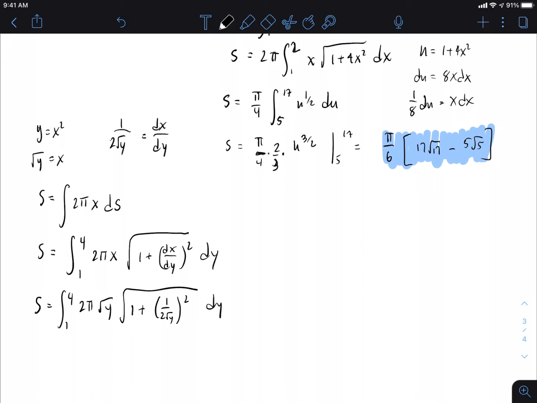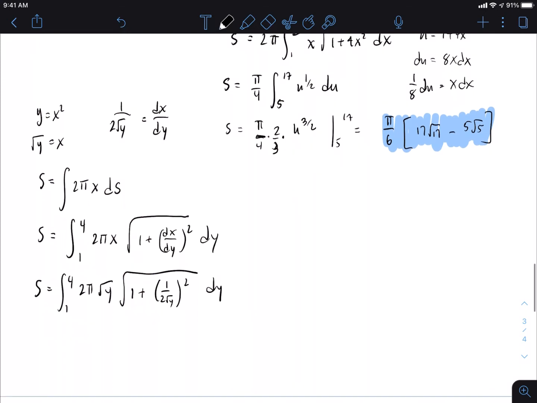Agreed? Agreed. So you notice the circumference didn't change. I just changed the circumference, my radius, from x's to y's. Does that make sense? So then I'm going to simplify. Yes, I'm going to simplify this for you guys.